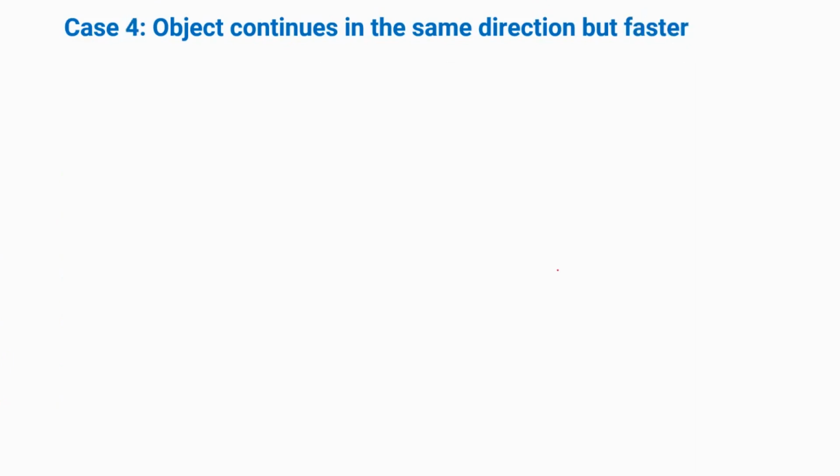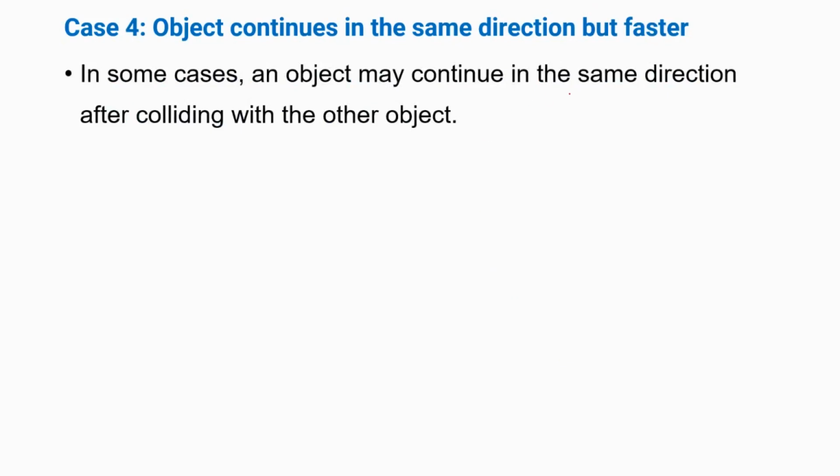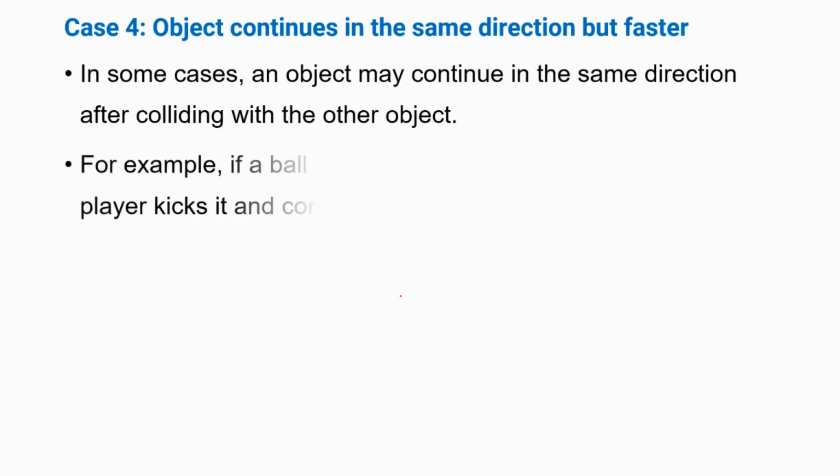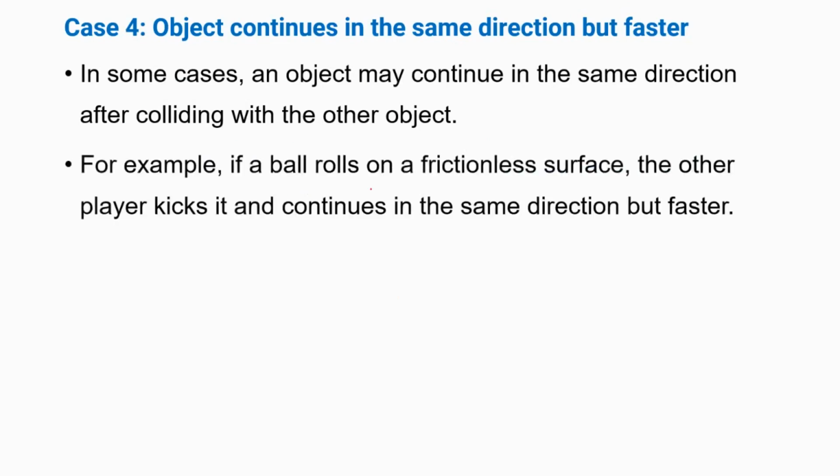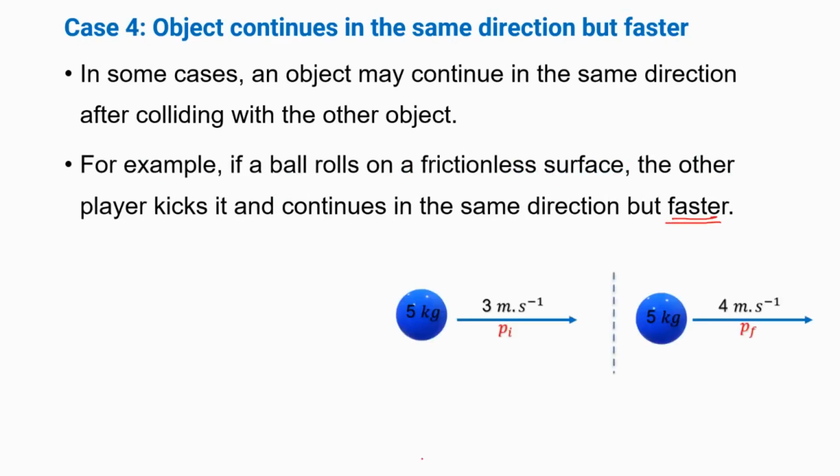In case number 4, in some cases, an object may continue in the same direction after colliding with another object, similar to the one we just did. But now, in this case, let's say the velocity of the object increases. For example, a ball rolls on a frictionless surface, another player kicks it, and it continues in the same direction but faster. Now, the final velocity is greater than the initial velocity. Right, let's choose our direction, say to the right.